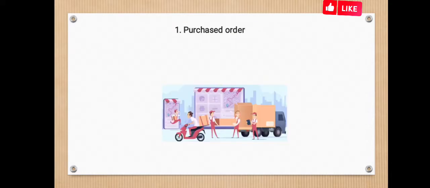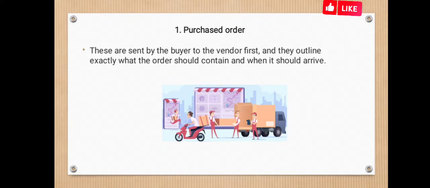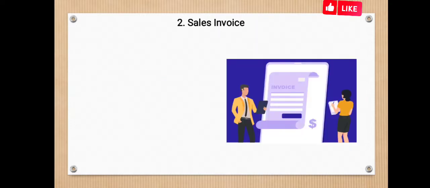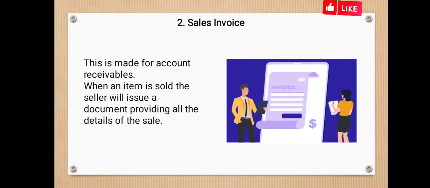Purchase order. These are sent by the buyer to the vendor first. They state exactly what the order should contain and when it should arrive. Sales invoice. This is made for accounts receivable. When an item is sold, the seller will issue a document providing all the details of the sale.